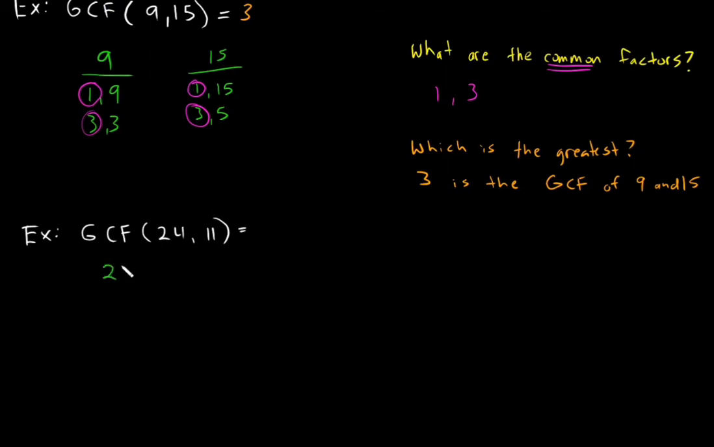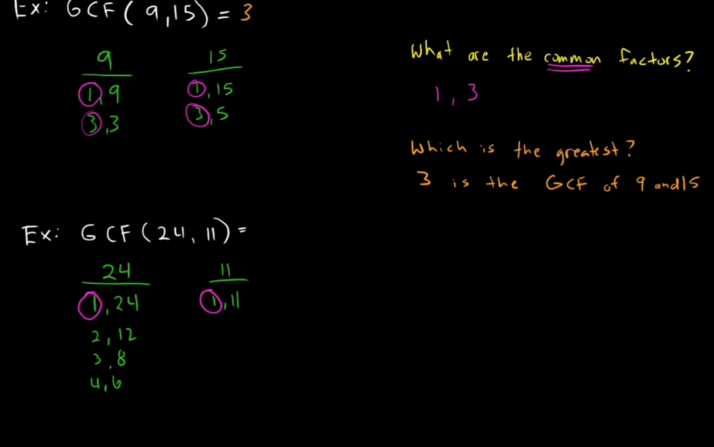So 24 actually has several factors. So again, to find all the factors, just list out the ways you can get 24. So 1 and 24, 2 and 12, 3 and 8, 4 and 6. What about 11? 1 times 11. And that's it. Now we need to see which ones do they have in common. Well, they have in common a 1. 1 is always, they always have 1 in common.